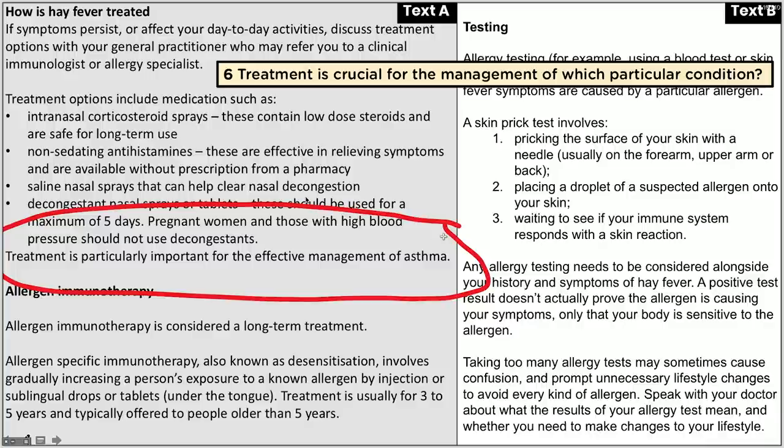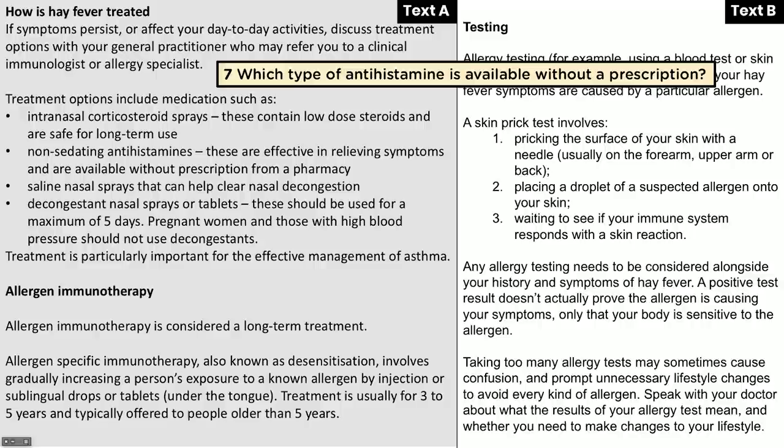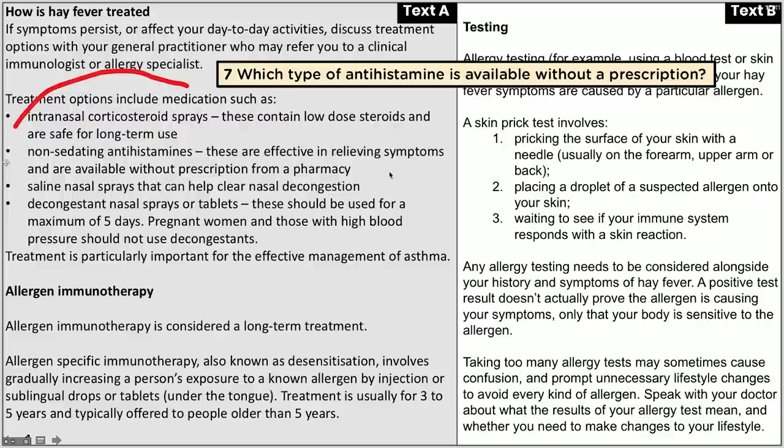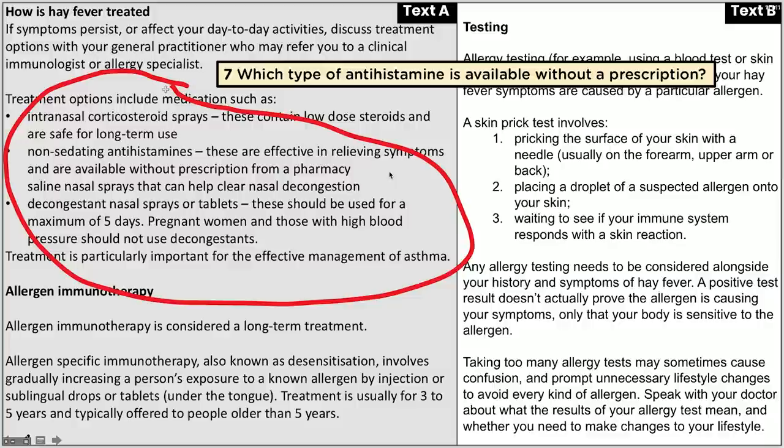And let's do question 7. Which type of antihistamine is available without a prescription? So we know that we're looking at the list of medications here. And if we look closely, we can see something about antihistamine, which is a great keyword to search for. Which one do we not need a prescription for?